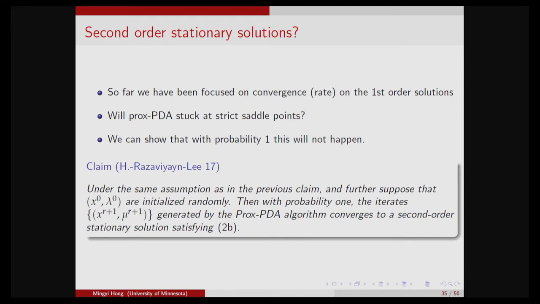So what we have just talked about is a first order stationary solution. We can also talk about second order stationary solution. We can show that with probability 1, the algorithm will not get stuck at a strict saddle. Okay, so under the same assumptions as the previous claim, and further supposing that we randomly initialize the x and lambdas, then with probability 1, the iterates will converge to a second order stationary solution that satisfies our Hessian condition. Yes?